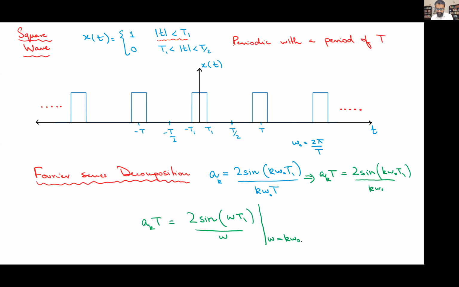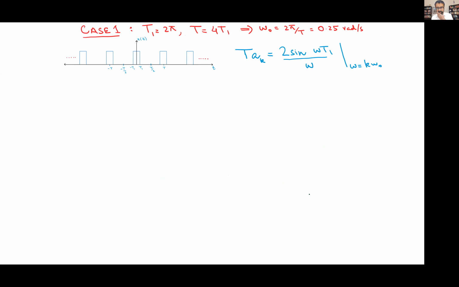I'm going to get the Fourier series coefficients multiplied by the time period. Now, let's look at this in the frequency domain, right? Let's take an example, where t1 is equal to 2 pi, and the reason I choose 2 pi is so that things are easier to understand. So t1 equals 2 pi, and the time period T is 4 times t1, and this implies that omega naught, which is the frequency, is 0.25 radians per second.